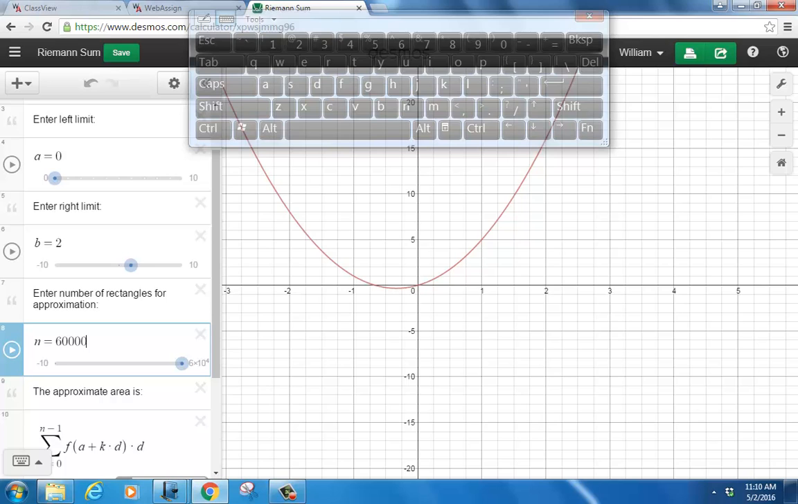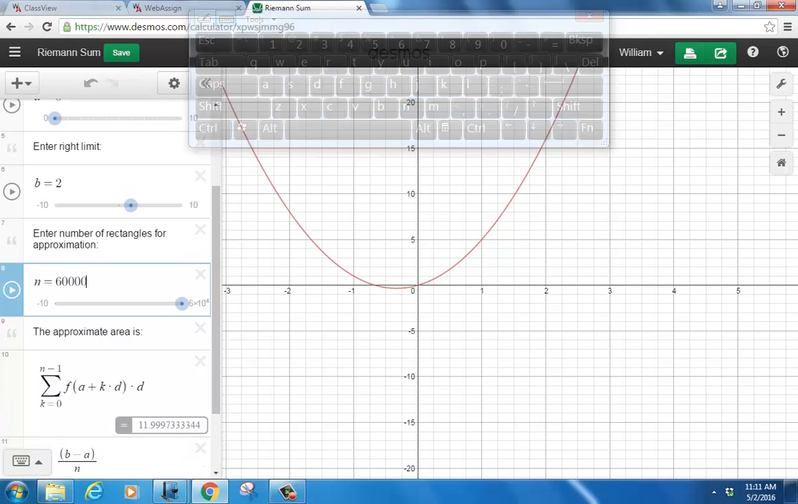Filling up this area with a bunch of little rectangles, starting at the x-axis and going up to the curve, and then adding up the area of all those little rectangles. That would give me 60,000 numbers to add up, so that would take me a little while if I were doing that by hand. But fortunately, Desmos is going to do that for me, and what does it tell me the sum is?